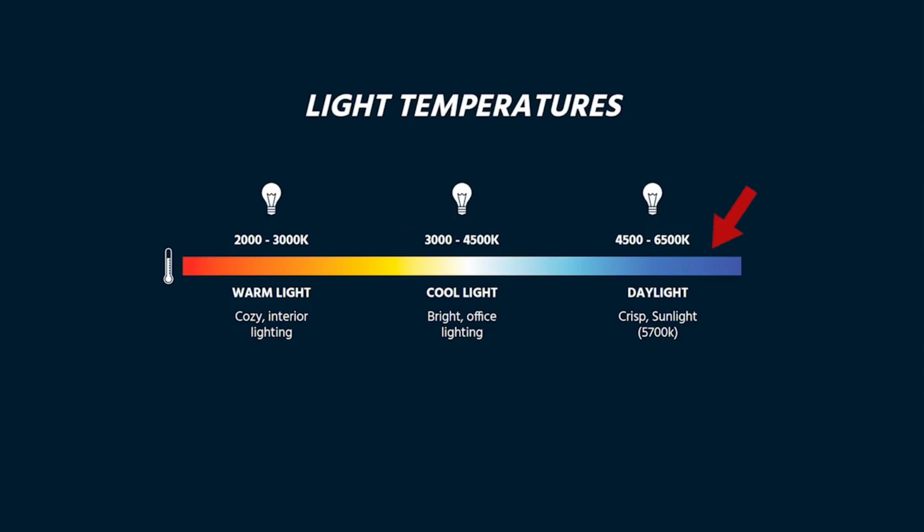Cooler colors relate more to environments like factories, train stations, and other public places, since usually this type of light is cheaper. Also, the sun temperature is around 5700 Kelvin.